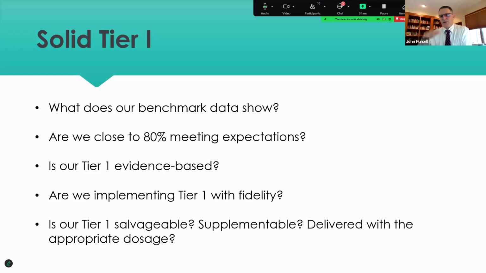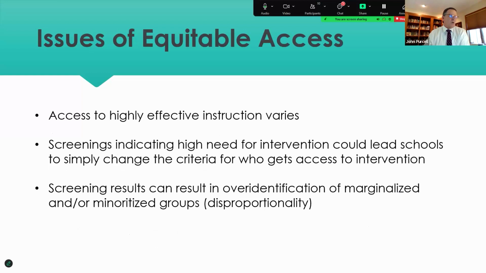You're looking at those other factors. You're looking at those patterns, looking for those patterns. So what do we do if we don't have a solid tier 1? Well, first of all, the problem with that is that we see that access to highly effective instruction or high quality teaching using high level practices, for example, may be something that's not happening. And when that's the case, students are not getting that equitable access for instruction.